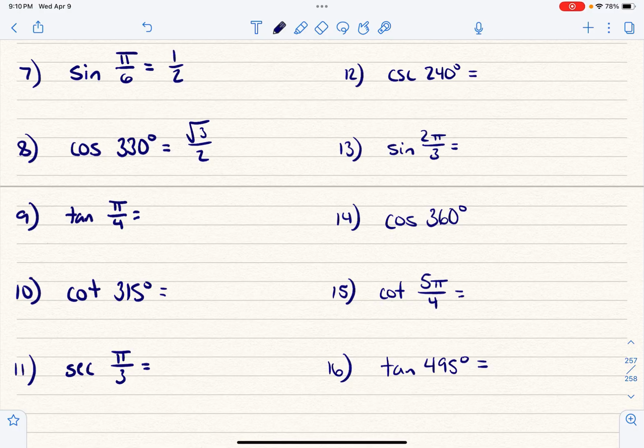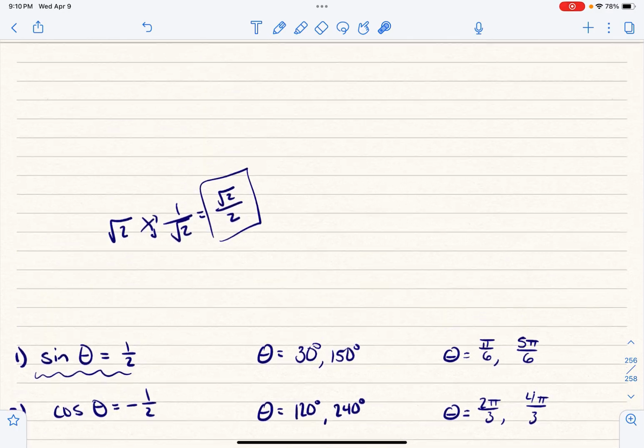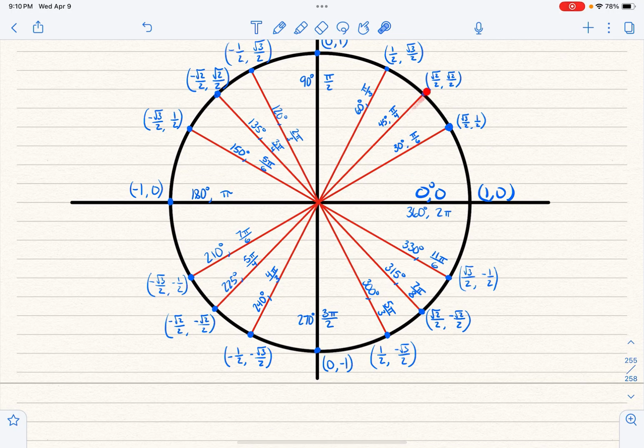Now we get to tangent. When we think tangent, we've got to remember slope. Tangent is slope. So, tangent of pi over 4. Let's find pi over 4 on the unit circle. It's right here. That's our 45 degrees. That's the easiest one. We said the slope of 45 degrees was always just positive 1. So that's simple. The answer is positive 1.